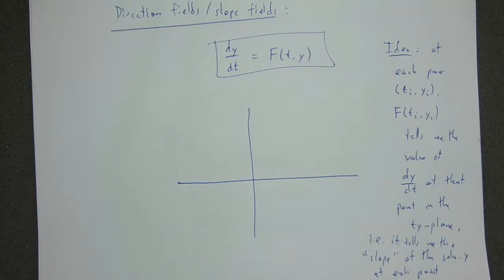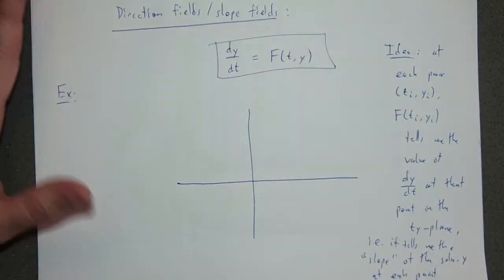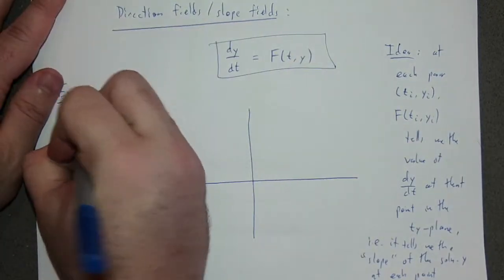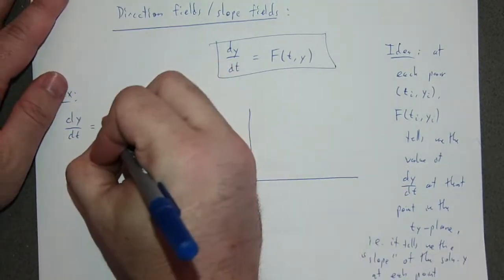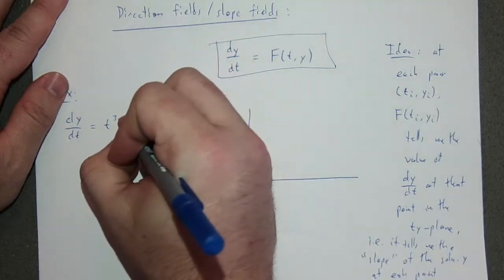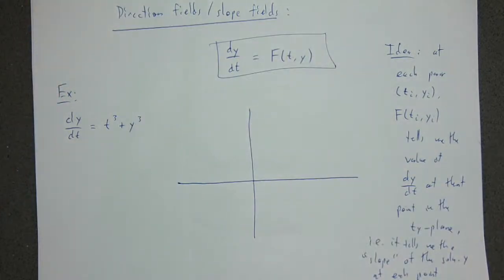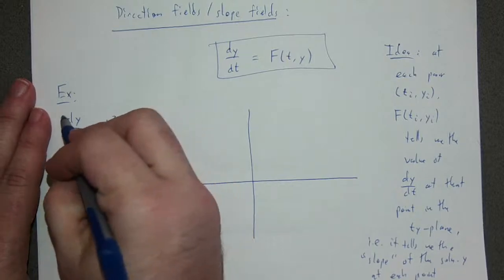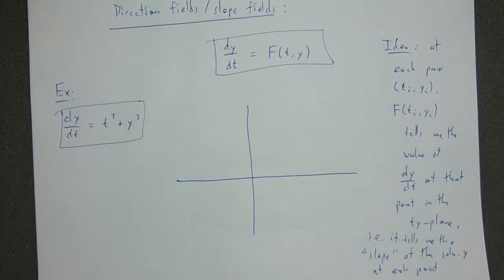Now, to give you an example of how this would work, maybe I have the equation dy dt is equal to t cubed plus y cubed, right? So this is nonlinear. It's also non-separable. So I have no hope of solving it with the current methods I have.